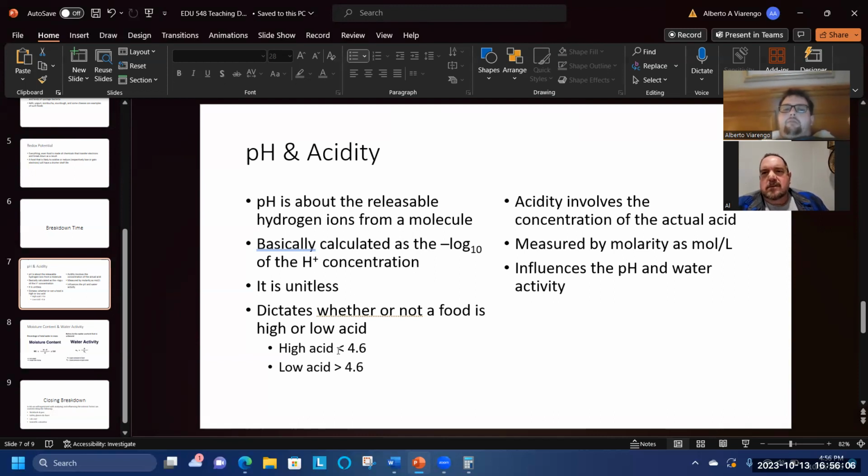Okay. Foods that are high acid are usually very shelf stable, and they will have a pH equal to or less than 4.6. Whereas a food with a pH higher than 4.6 is lower acid, and they are not as shelf stable. Examples of high acid food would be your citrus fruits, whereas low acid foods would be like your milk or something.